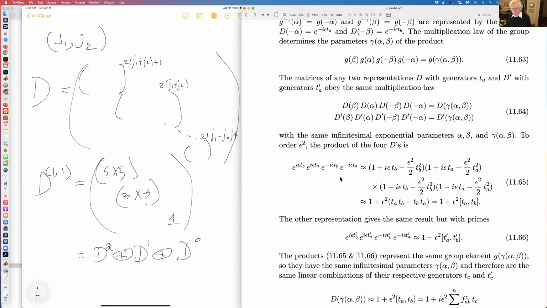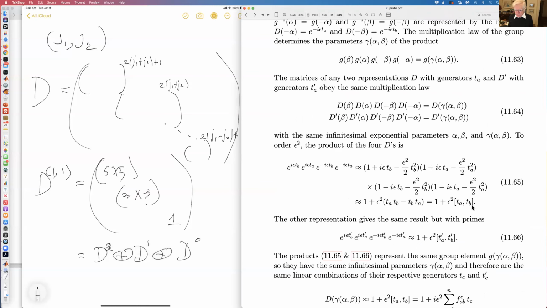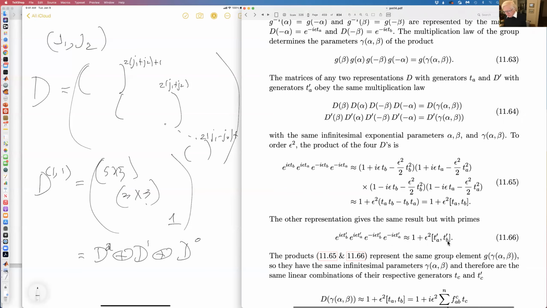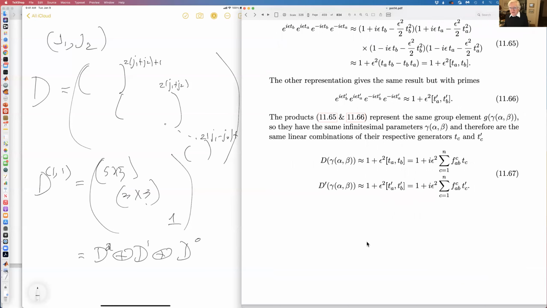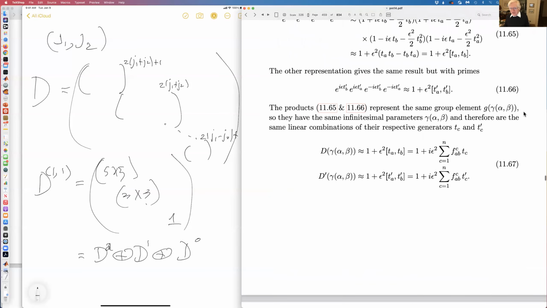And so what do we have? Well, since these are all infinitesimal, we can approximate the product like this. And it turns out that this product here is just 1 plus epsilon squared times the commutator. If you do it in the other representation, you get the same thing just with primes, and so you have 1 plus epsilon squared times the commutator of T_A prime with T_B prime. So now these products both represent the same group element, gamma of alpha and beta.